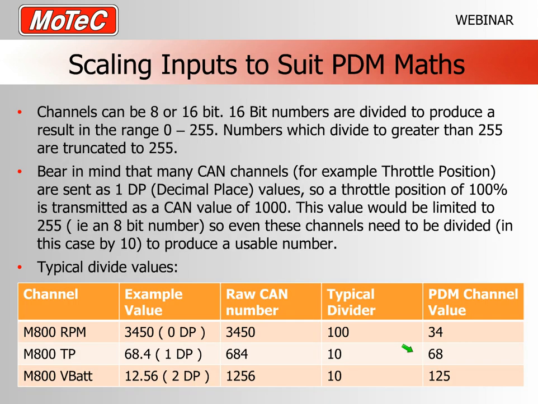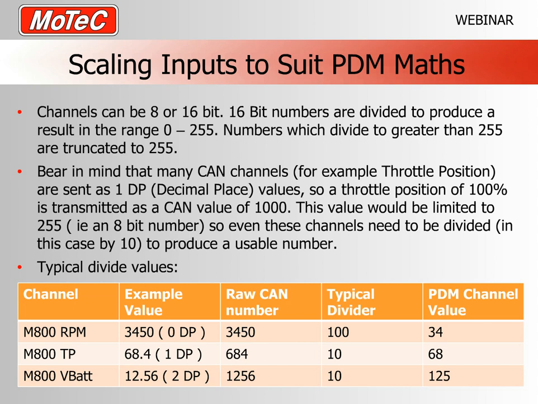Now, as we mentioned, a PDM operates as an 8-bit mathematical engine, if you like, and therefore any data that we need to process within the PDM resides in the form of an 8-bit number. And so if you're bringing in CAN channels, which are 16-bit numbers, they need to be divided so that they produce an 8-bit number. And again, as I mentioned, if you have a 16-bit number which is divided and it produces a result that's greater than 255, the PDM is simply going to call that 255. So it's quite possible that you can lose some of your data range if you don't select a useful divider.